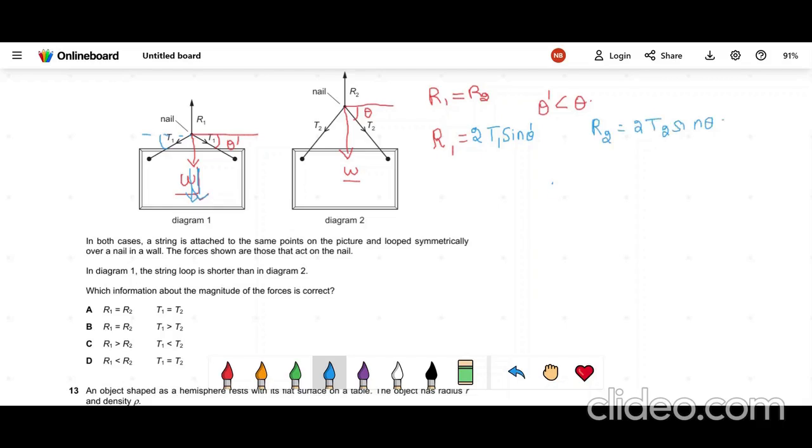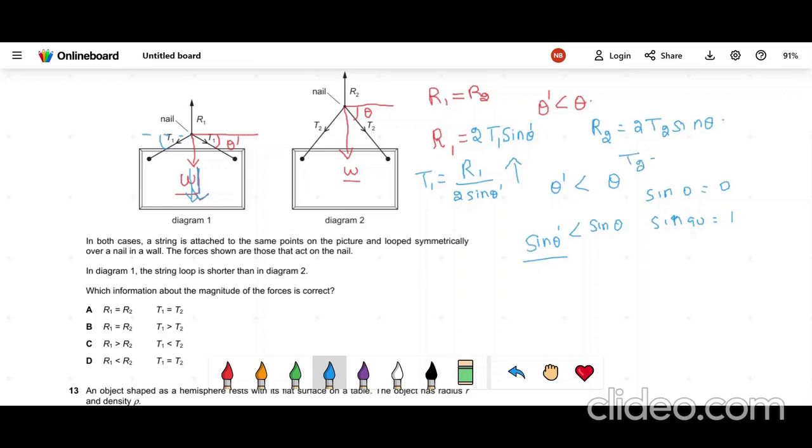So we know that theta dash will be smaller than theta. That is why sine 0 will be 0, sine 90 will be 1. So when you are increasing the angle, the value gets increased. So sine theta will be higher in value than sine theta dash. Then calculate T1. T1 will be equal to R1 over 2 sine theta dash. Sine theta dash value is small. That is why T1 gets increased, because the denominator value is small, right?